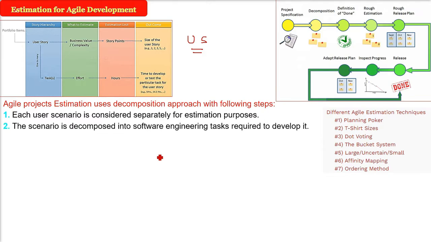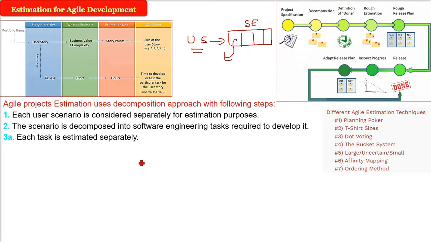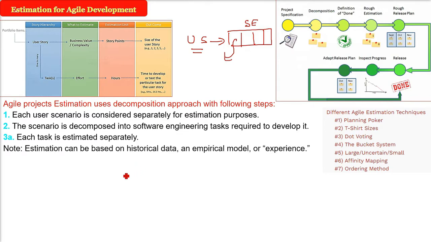Now this scenario is then decomposed into software engineering tasks. The scenario will be divided into the kinds of software engineering tasks we are going to apply here. Each task has to be estimated separately. That is, estimation can be done based on historical data. You can also use an empirical model. We have already seen the different kinds of empirical software equations, COCOMO, etc. Or experience also.